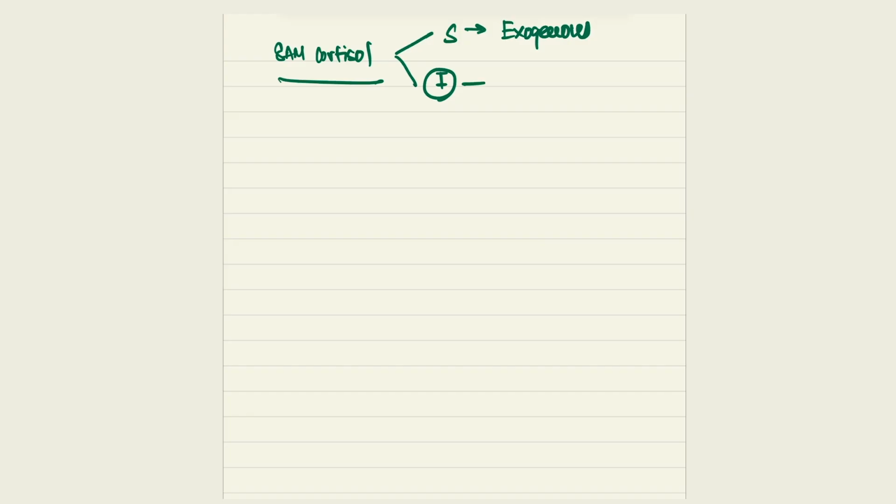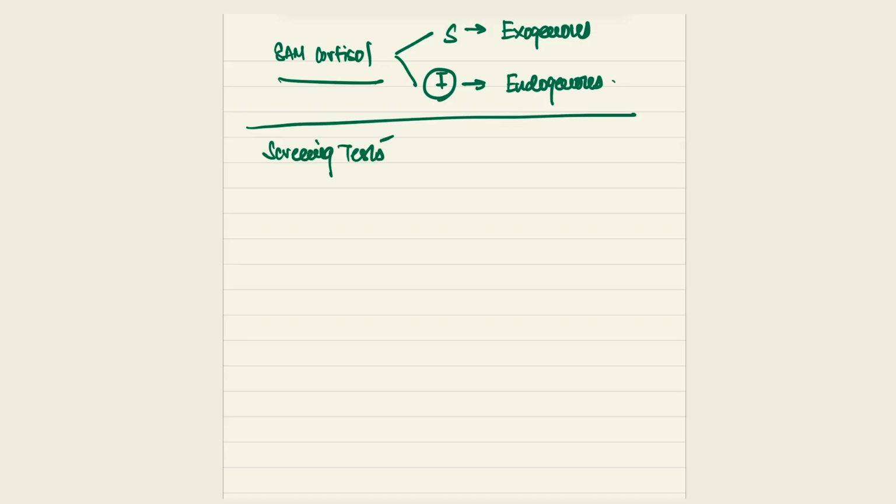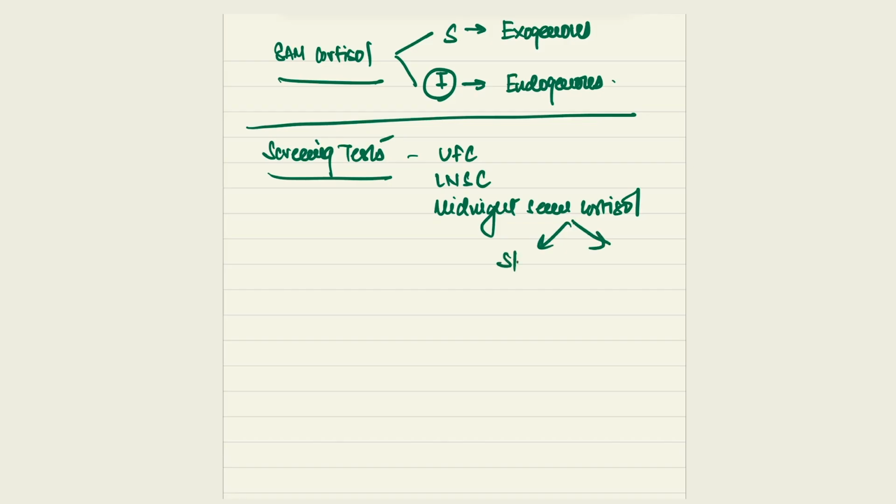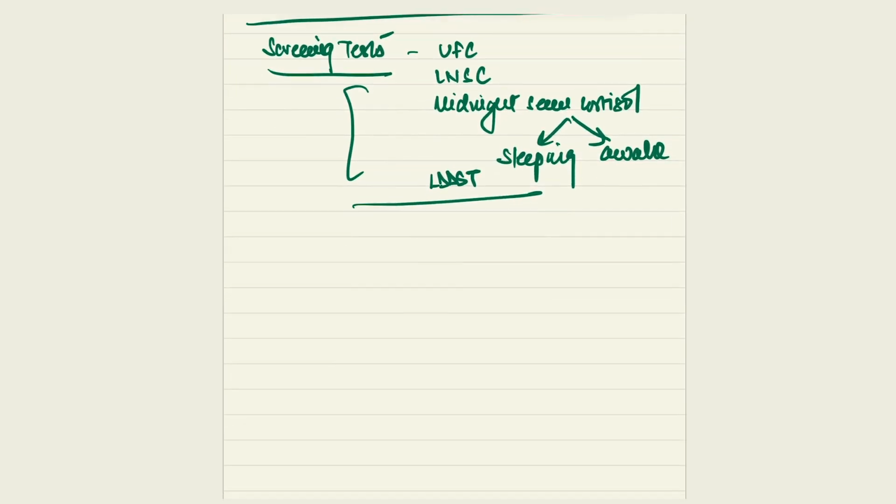So basically what we have seen here is we have tested the 8 am cortisol. Once that 8 am cortisol is either suppressed or increased. If it is suppressed, then this is exogenous. If it is increased, it is endogenous. We then go for the screening tests. They can be either urinary free cortisol or late night salivary cortisol or a midnight serum cortisol, which is either sleeping or awake, or we can have LDDST. And any two of the following need to be positive.